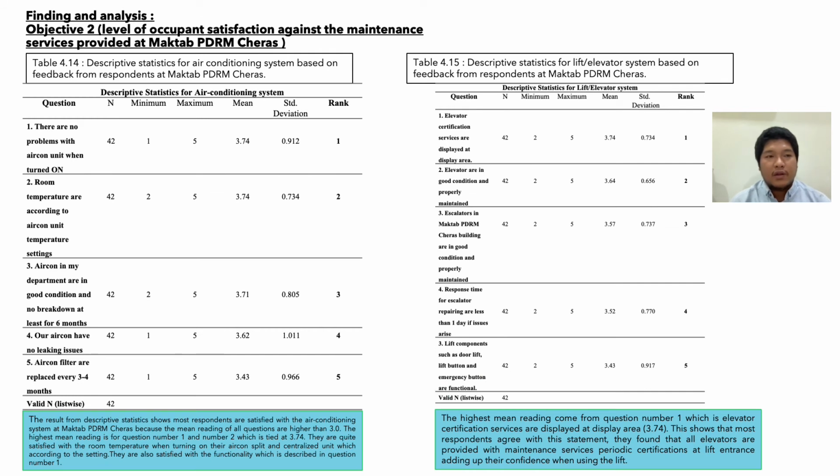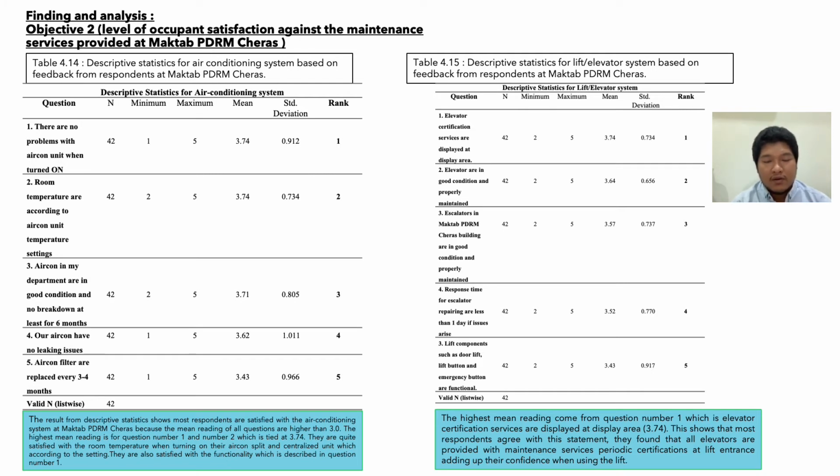As for finding and analysis for objective 2, which is to evaluate the level of occupant satisfaction against the maintenance services provided at Maktab PDRM Cheras, there are 5 services that I have chosen to evaluate occupant satisfaction level, the first one being the air conditioning system. There are 5 questions that I listed in the questionnaire, and using a Likert scale, they tick from 1 to 5, where 1 is very dissatisfied and 5 is very satisfied.